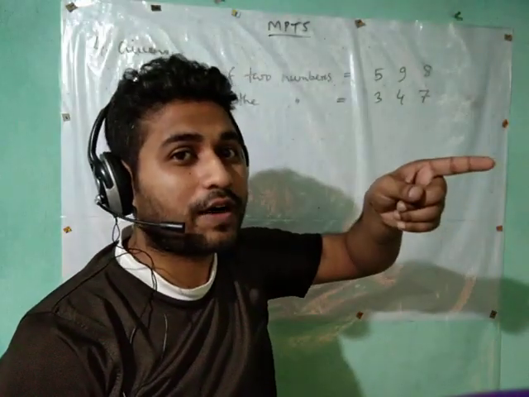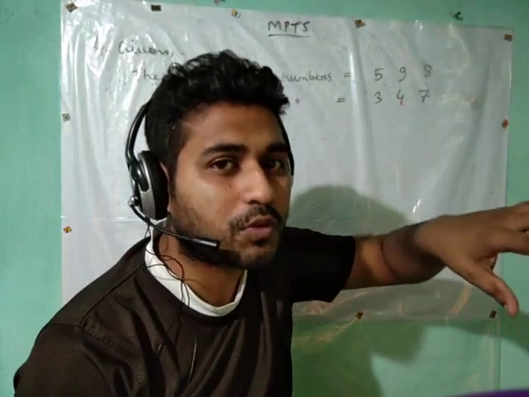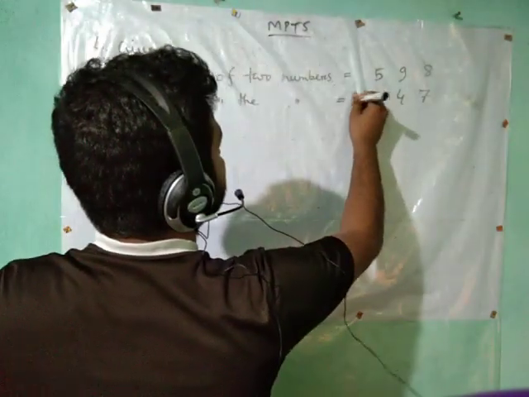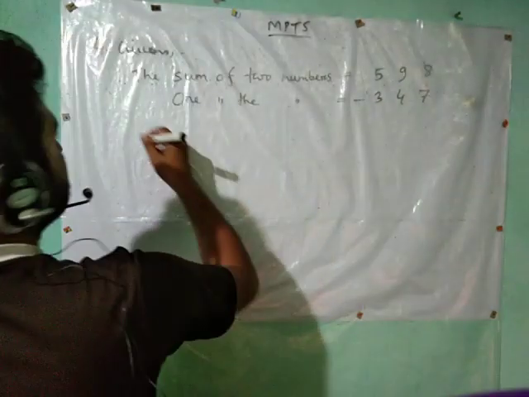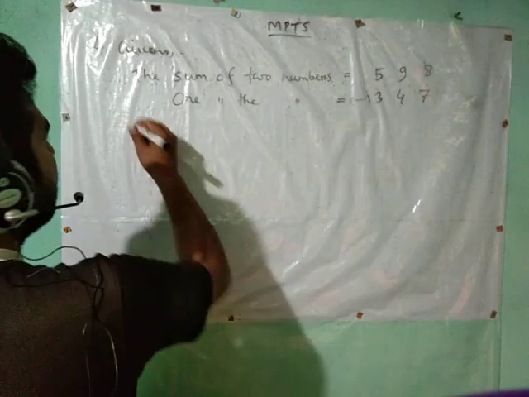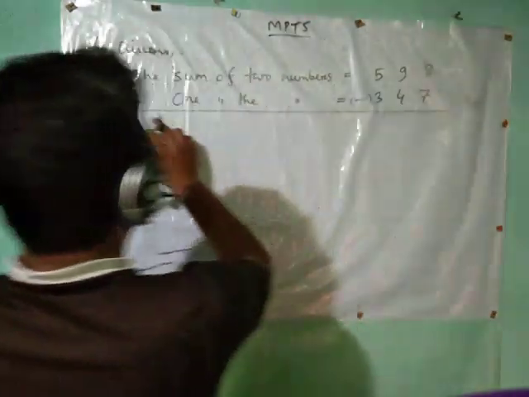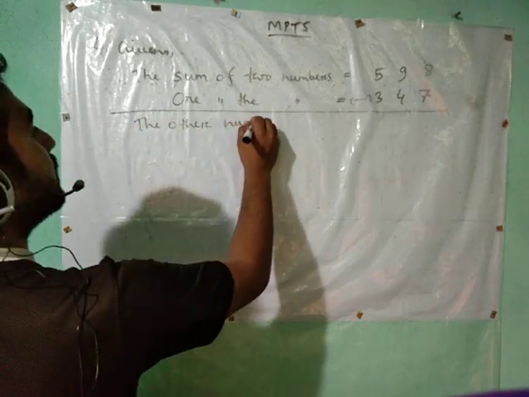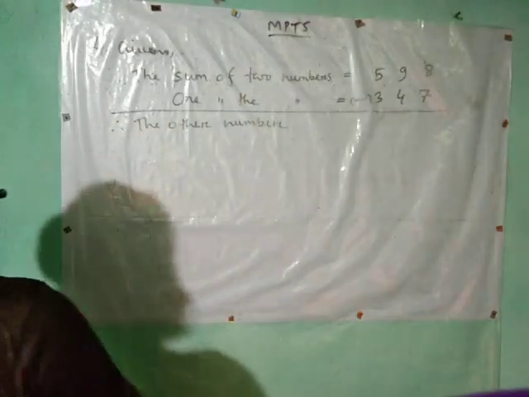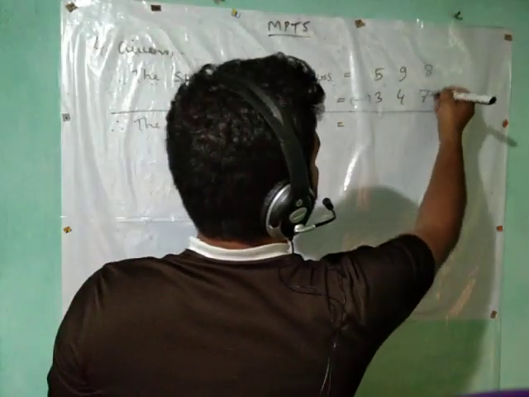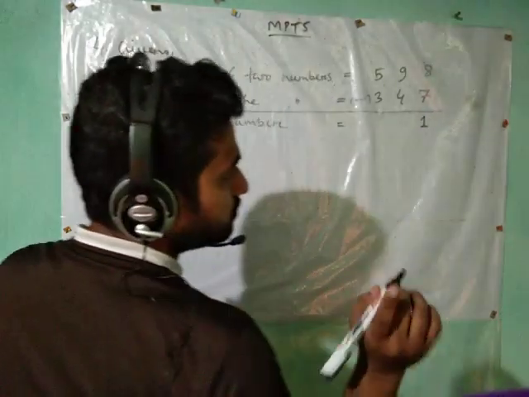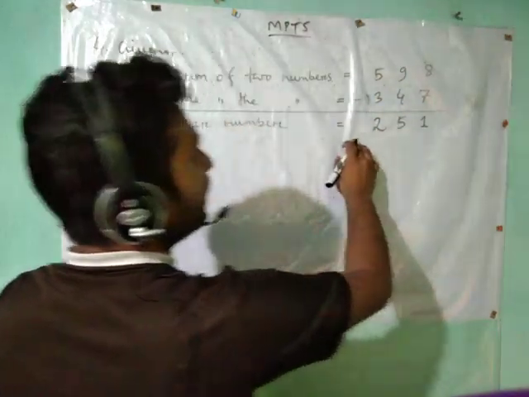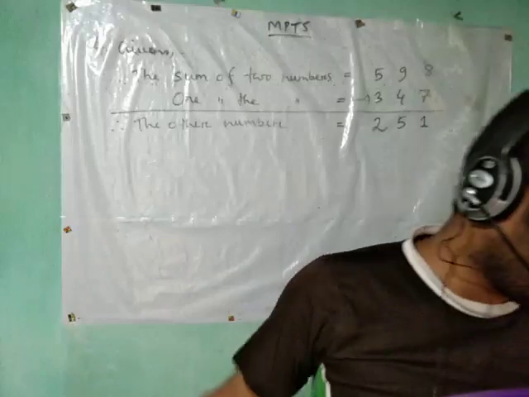Since you have to find this other smaller number, how will you find it? Minus. Simply you have to do some kind of subtraction here. You can keep it in brackets or not, it is your choice. Now what will we write here? The other number equals, just subtract it. 8 minus 7 you will get 1. 9 minus 4 you will get 5, and 5 minus 3 you will get 2. So the other number will be 251. See how simple it is.